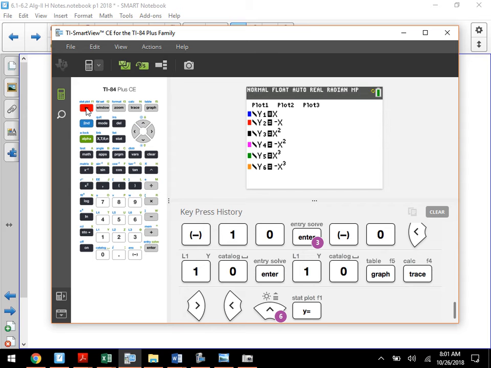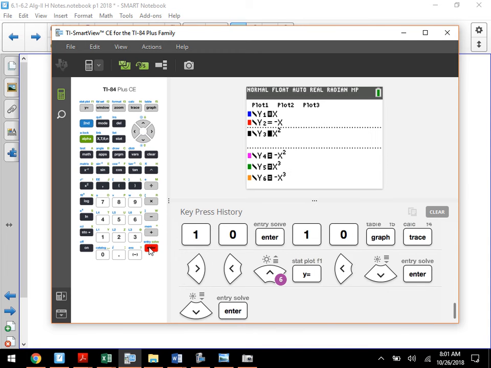Let me show you this other little trick. Go back to your y equals, and what I want to do is turn off some of those graphs, but I don't want to delete them. So in order to do that, you hit the left button, so it's blinking on the equals, and hit enter, and it turns off. I'm going to turn off the other 9 for right now.